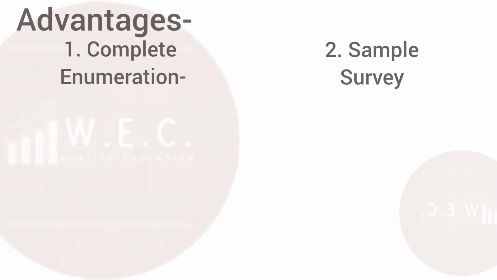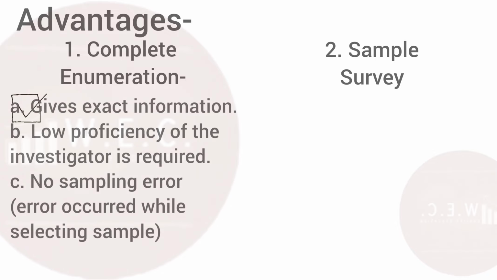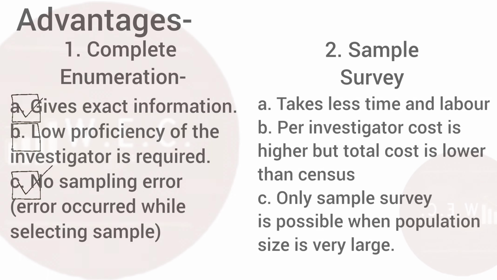Now, advantages of complete enumeration and sample survey. The advantages of complete enumeration are: A, it gives exact information; B, low proficiency of the investigator is required; and C, no sampling error. Sampling error means the error that occurs while selecting the sample.